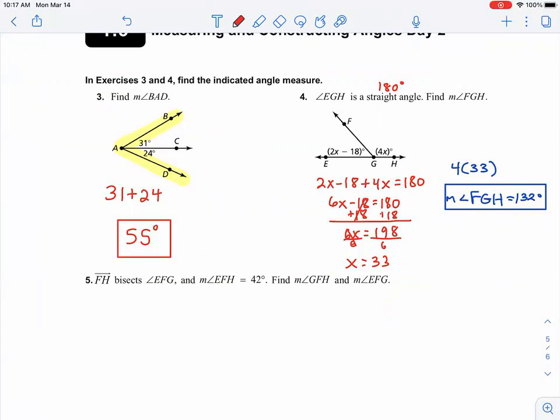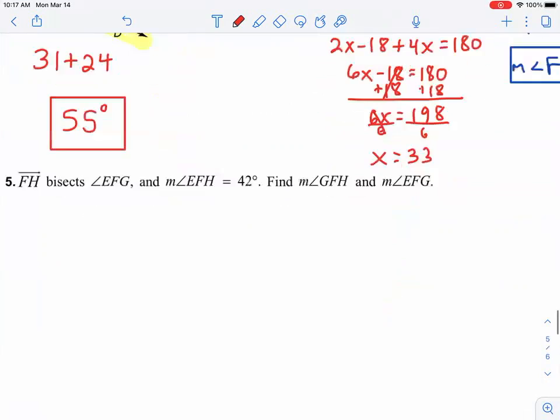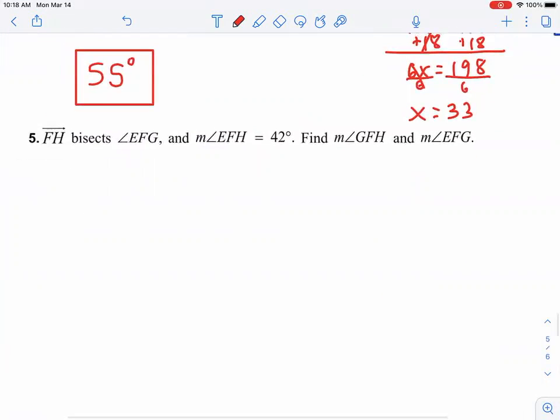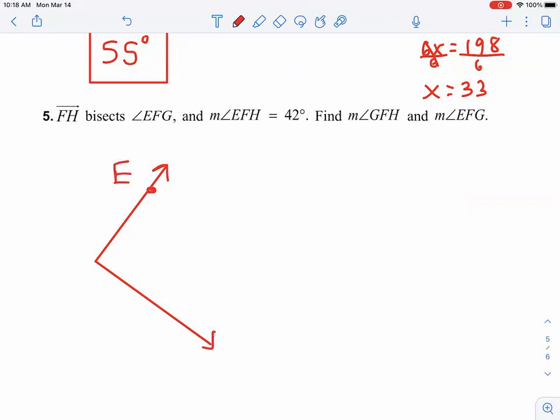All right, problem number 5. Let's do this last one here together. So we have FH bisects EFG. It doesn't give us a picture, but we could make our own picture. So let's make angle EFG. And I don't know if that is acute or obtuse. So I'm going to write EFG. Now remember, F has to be the vertex, the turning point there.